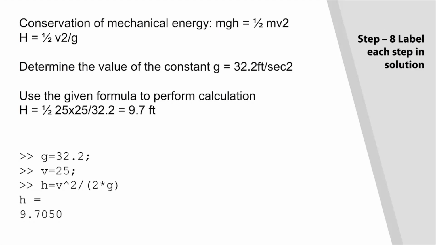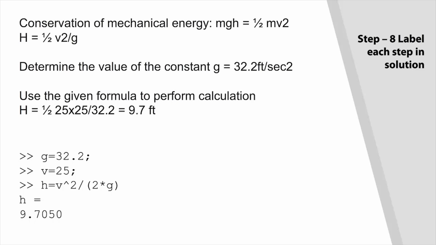Step 8 is labeling each step in the solution. Actually, because of the simplicity of this problem, there are not many steps that need to be labeled. We have the basic principle, that is the conservation of mechanical energy, where we get the formula for h, that is half v square by g. Then we have the value of g as 32.2 feet per second square. Third, we use these two pieces of information and perform our calculation, where we get the height as 9.7 feet. The code for the same is written below.